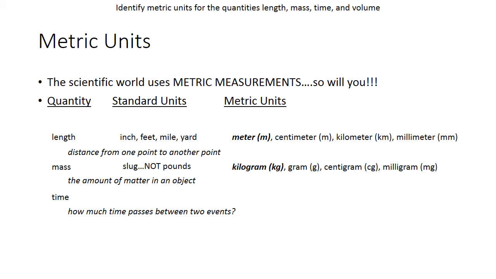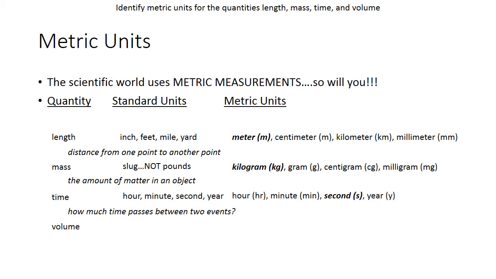The next quantity we want to be familiar with in metric units is time. So time is just how much time passes between two events. The thing about time is there are no different metric units of time than what we already know. The units that we already use, hours, minutes, seconds, years, etc., are the same ones that we use in the metric system. Notice the base unit for that is the second, and its symbol is just the lowercase letter s.